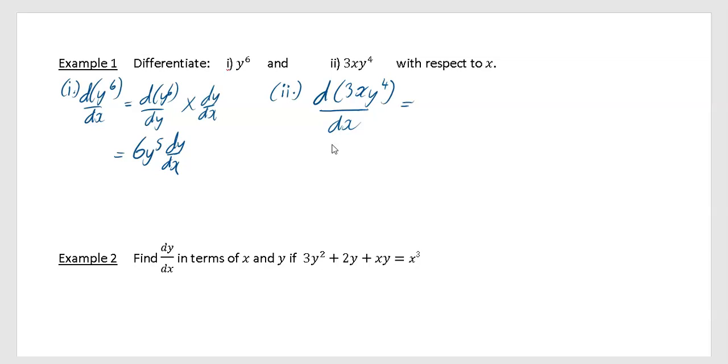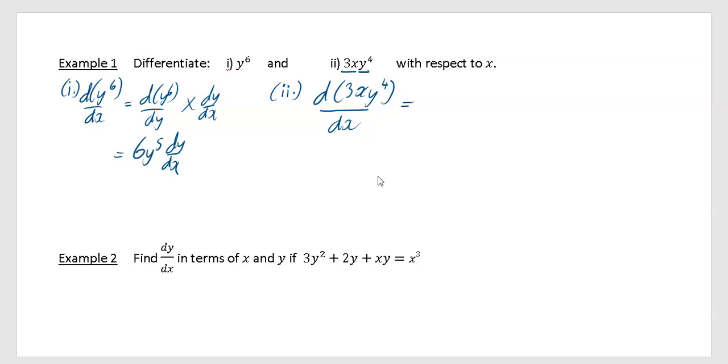So the way I said to do this was write down the first, and then differentiate the second, then write down the second, and differentiate the first. And when I say differentiate, I mean differentiate with respect to x. So I'm going to look at this as two separate bits. I've got the 3x, and I've got the y to the power of 4. So there's the two bits that I'm talking about.